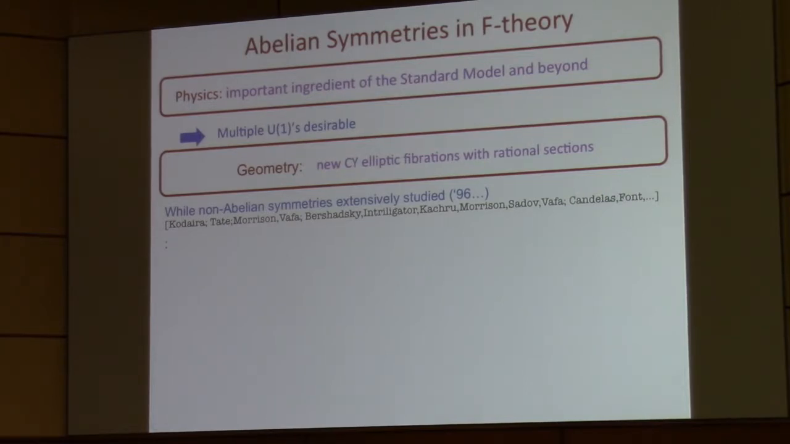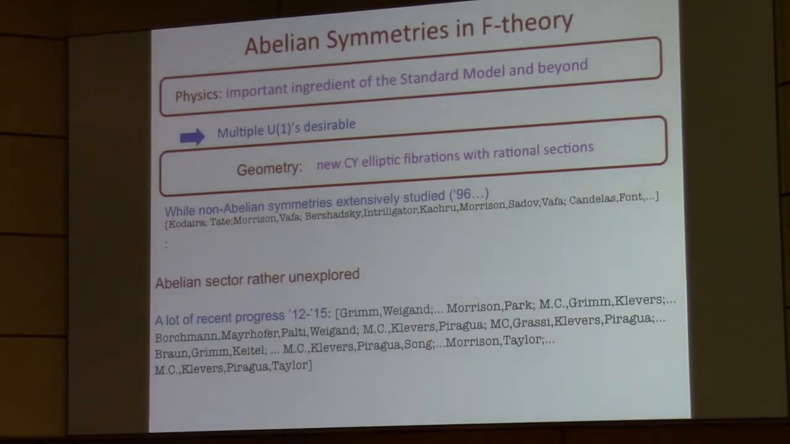Okay? Now, as far as the geometry of elliptically fibered Calabi-Yaus goes, it's a new type of geometry, because those are fibrations with additional rational sections. And it was quite surprising until a few years ago that while non-abelian gauge symmetries have been understood for a number of years, at least conceptually and also in practice, the abelian sector was rather unexplored and was really revived only in the context of applications to particle physics in the past 3-4 years.